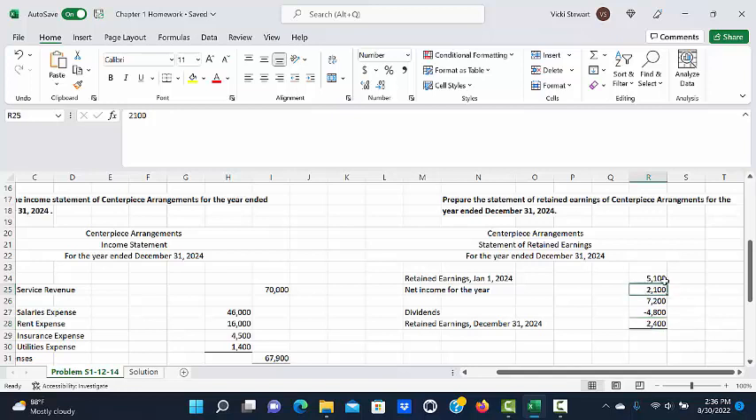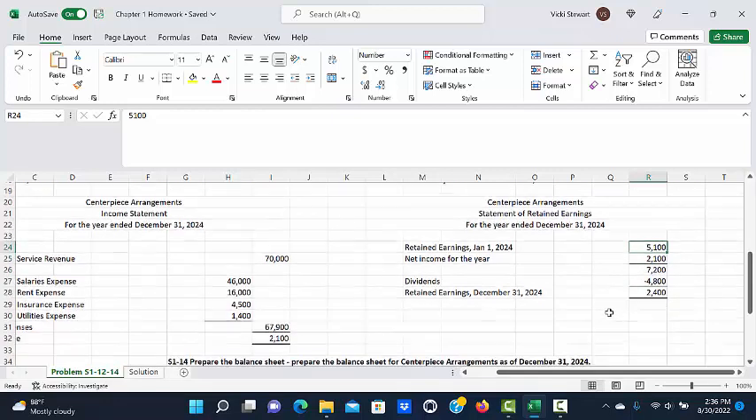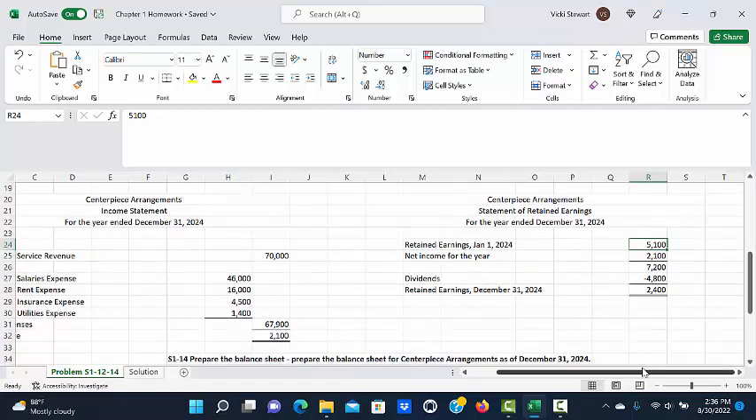I also wanted to mention that if Centerpiece Arrangements had had a net loss, then that amount would actually have been a subtraction from beginning retained earnings. I just wanted to mention that.